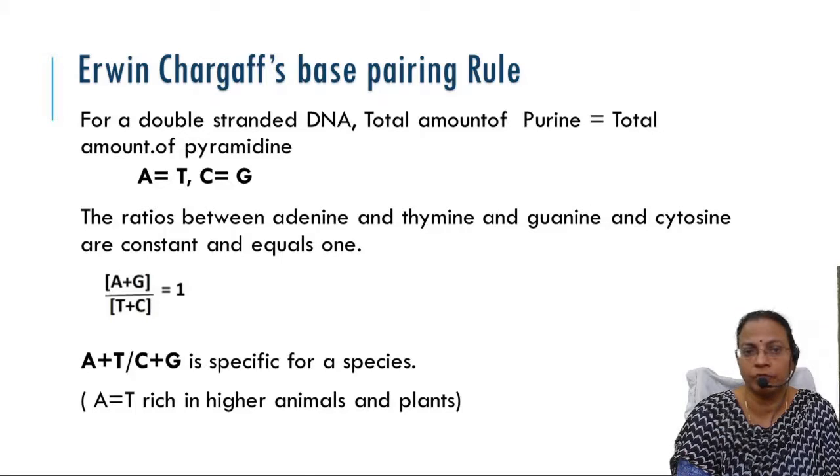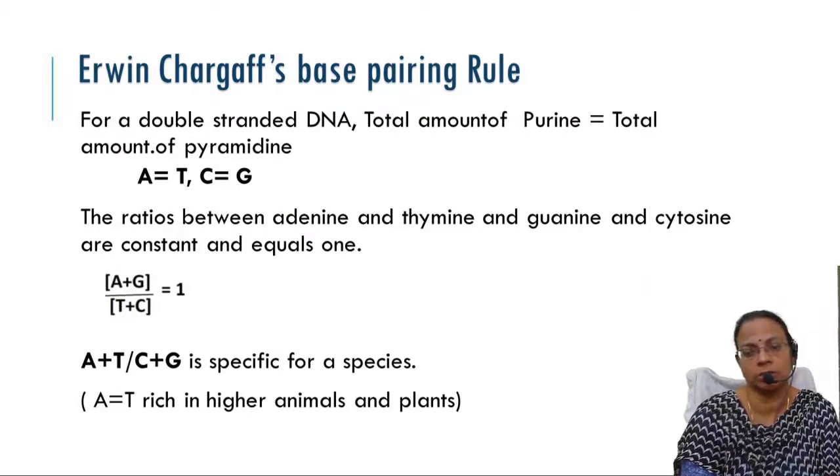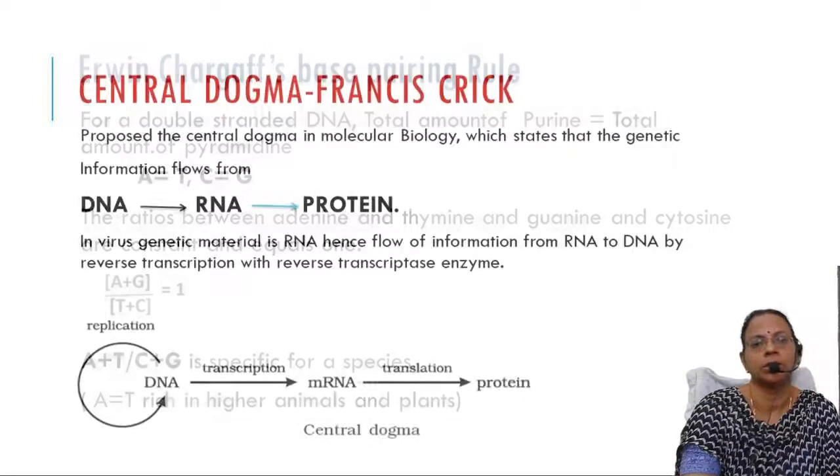So the total amount of purine will be equal to the total amount of pyrimidine. Then (A plus G) by (T plus C) is equal to 1. Then (A plus T) divided by (C plus G), that ratio will vary from one species to another species.